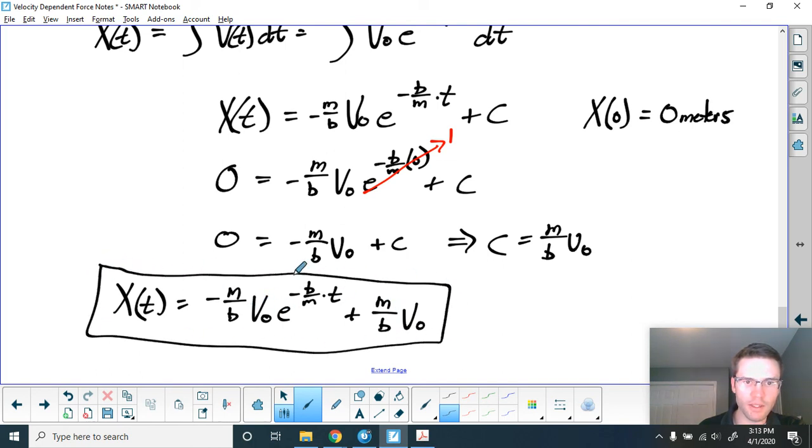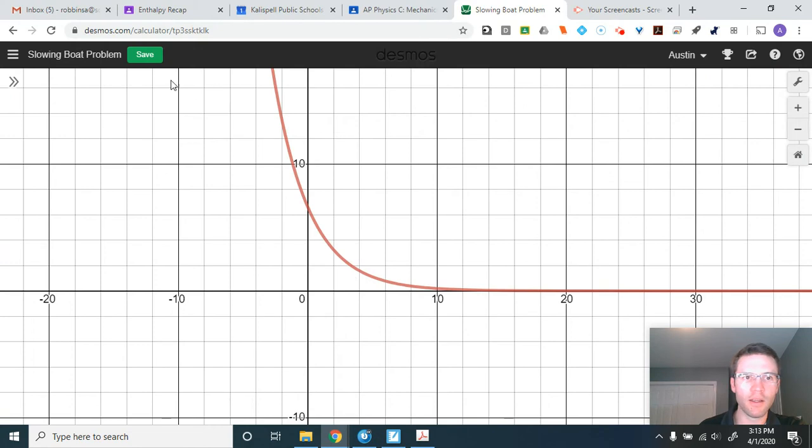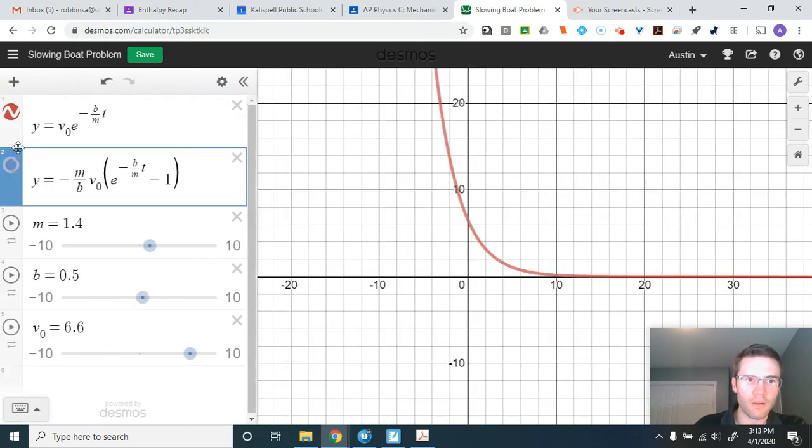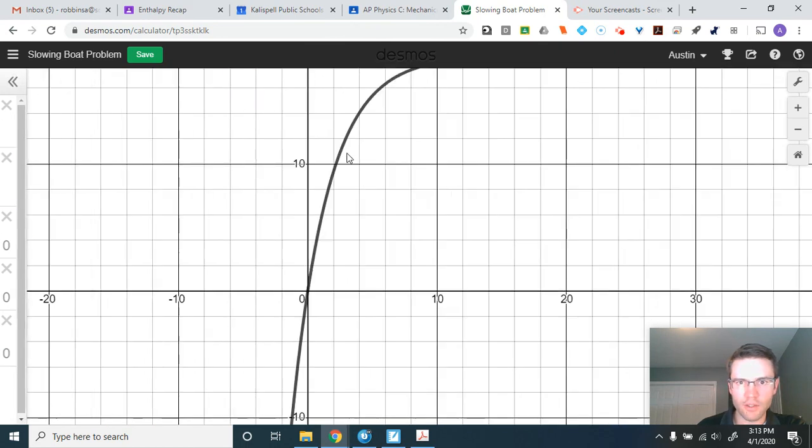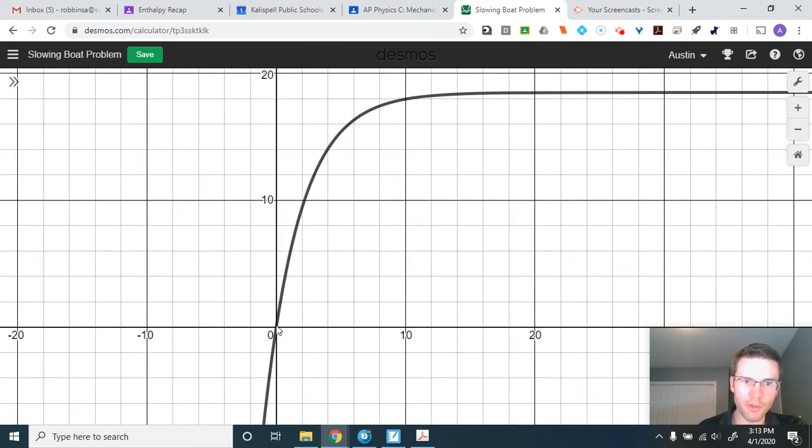You could substitute this out if you wanted to, but you wouldn't have to. And the function would look like this. You have an initial change in position that's really great. We'd be going the fastest, and the boat's going farther and farther away. We almost reached 20 meters away from where we started, and then it gets smaller and smaller changes in position as the velocity decreases over time, and it flatlines, and that would be our boat at rest. Okay.